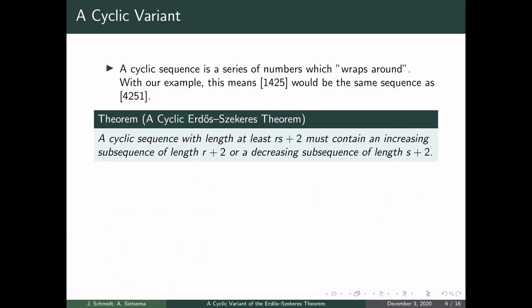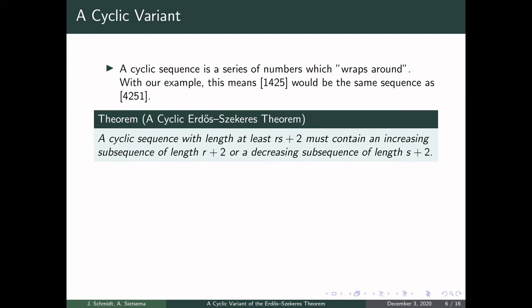Now, our variant is cyclic, and we define a cyclic sequence as being a series of numbers which wraps around. So what this also means is that if any two sequences are a rotation of one another, they're the same. So for example, 1, 4, 2, 5 is the same sequence cyclically as 4, 2, 5, 1. And working with cyclic sequences, we've come up with a cyclic variant of the Erdos-Szekeres theorem.